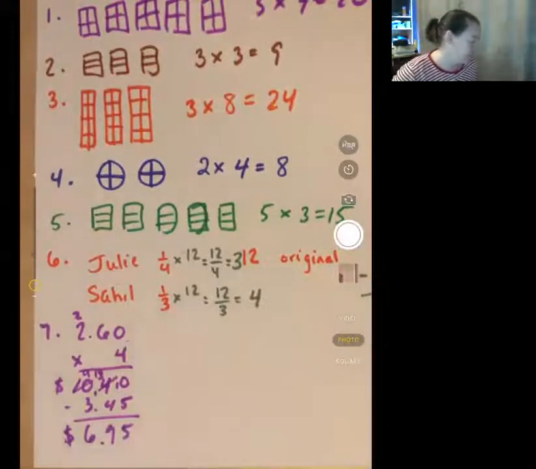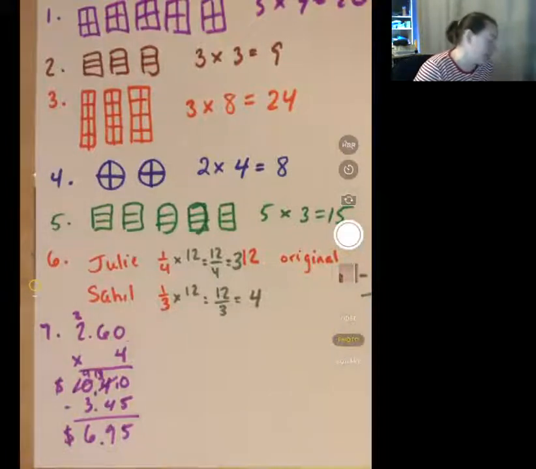Number 8. Brianna has a sheet of paper that is 6 feet long. She cuts that length of paper into sixths and then cuts each of those sixths into thirds. How many pieces does she have? How many inches long is each piece?